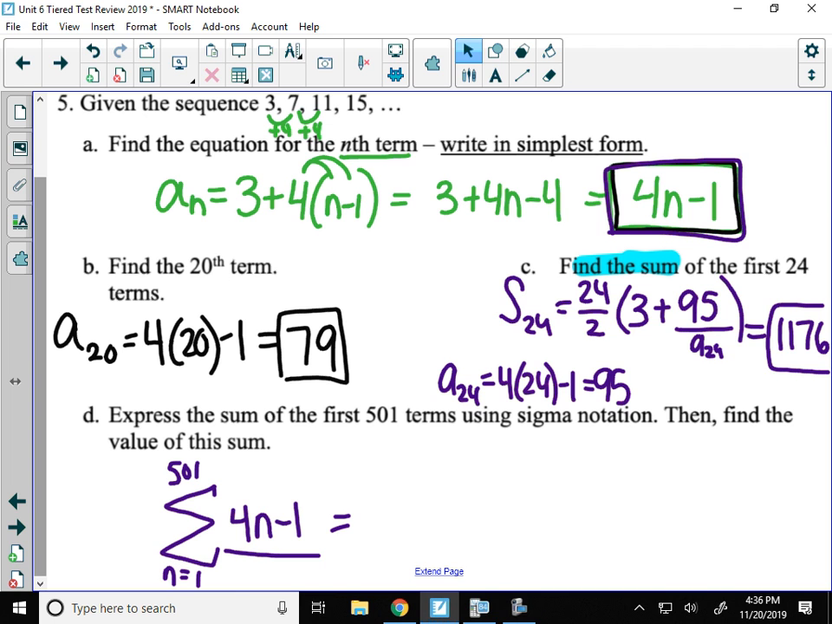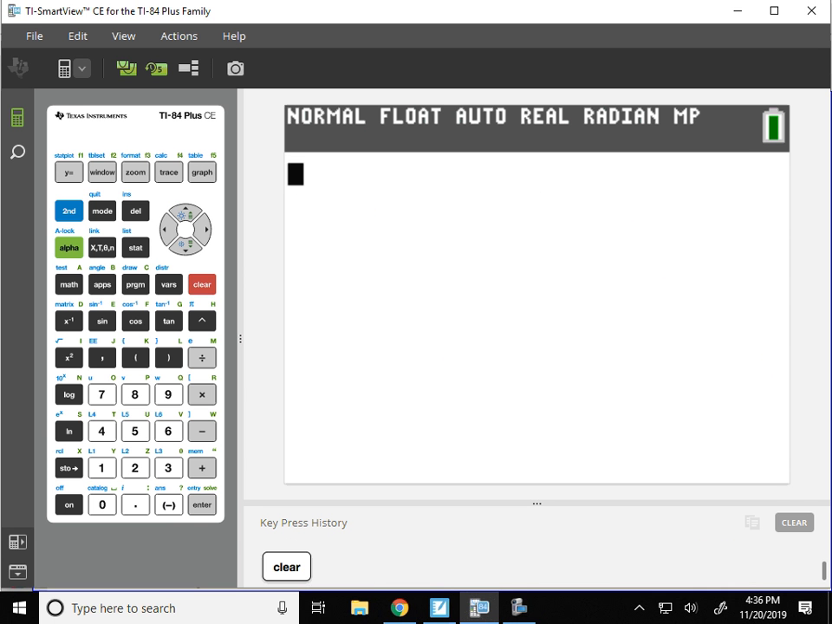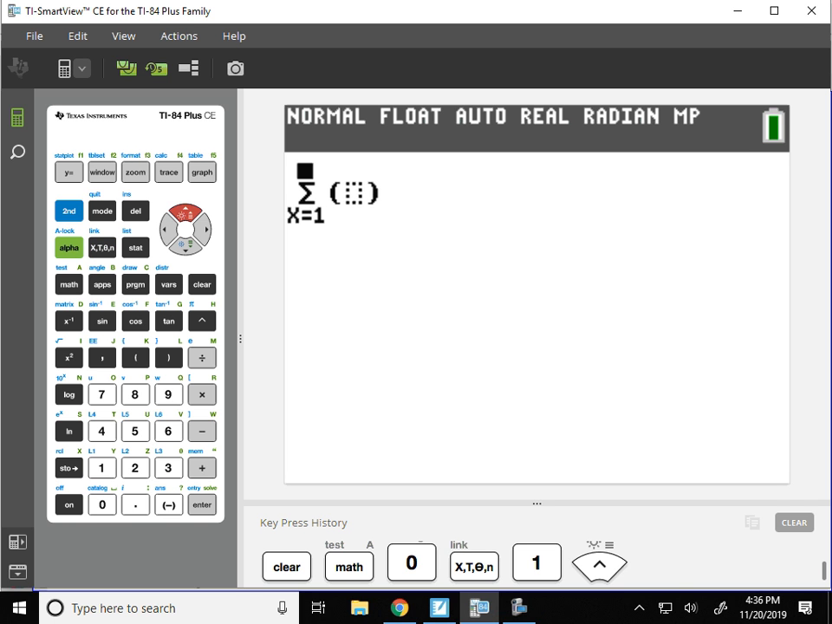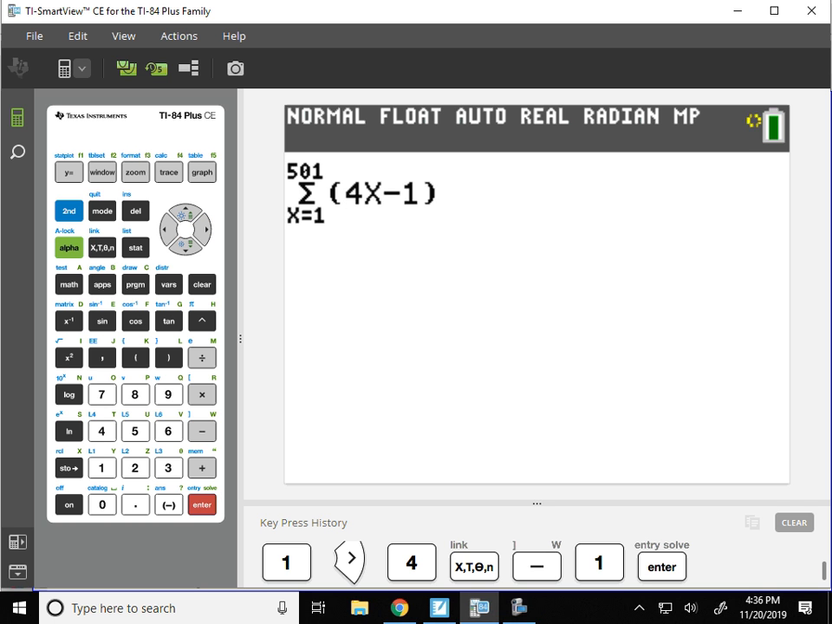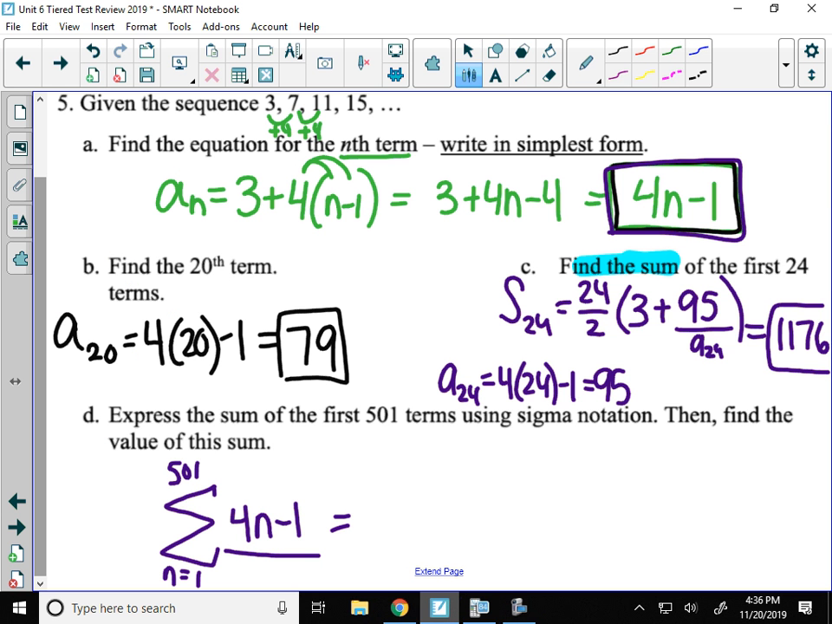Now your calculator can do that adding for you. So we're going to type that in. If you have a different calculator, verify with your teacher that you know how to find sigma notation. On these calculators, you hit math and number 0. We have to use x as a variable. We're starting at term 1. We're adding up through term 501. And then we type our equation, 4x minus 1. And enter, and that is the sum, 502,503. Okay, that is the first video.